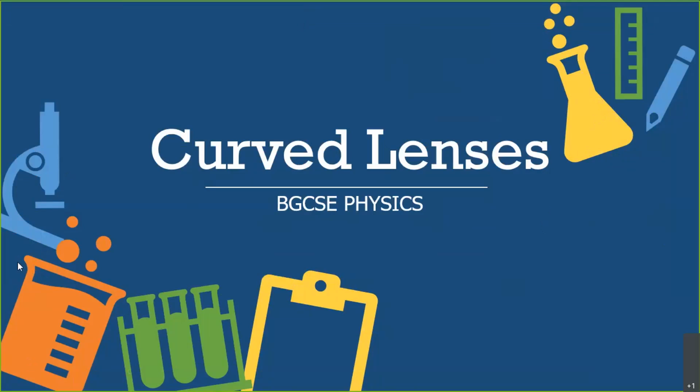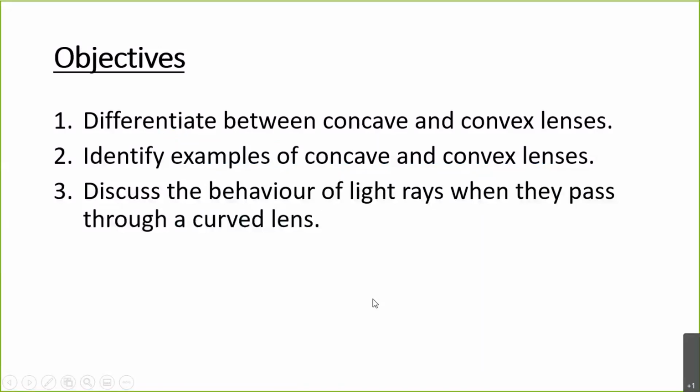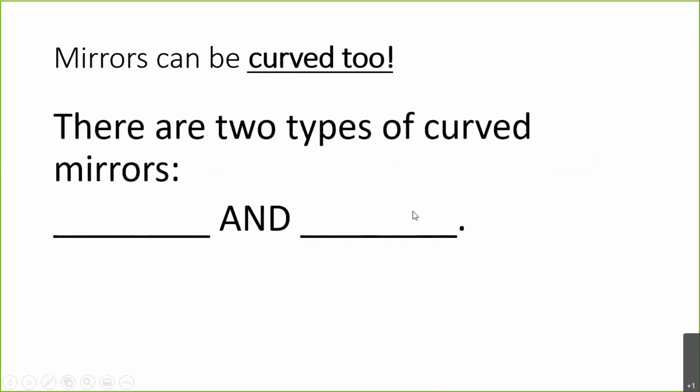All right, so lenses is not too long either. So, differentiate lens, identify examples, and discuss the behavior of light rays when they pass through a curved lens. So recall, mirrors can be curved too. There are two types of curved mirrors. They are concave and convex. Ta-da!